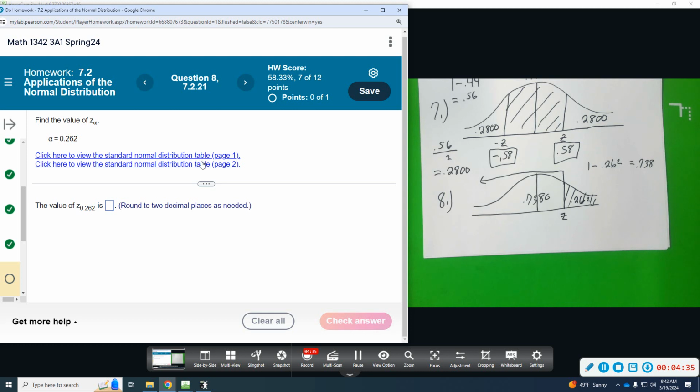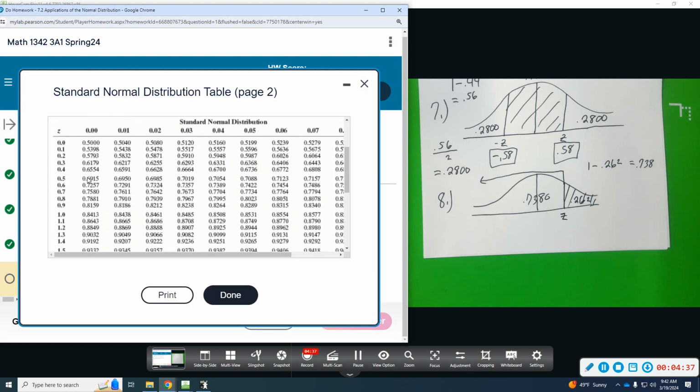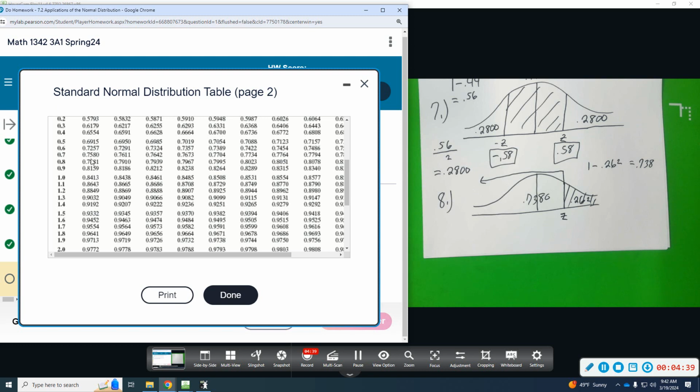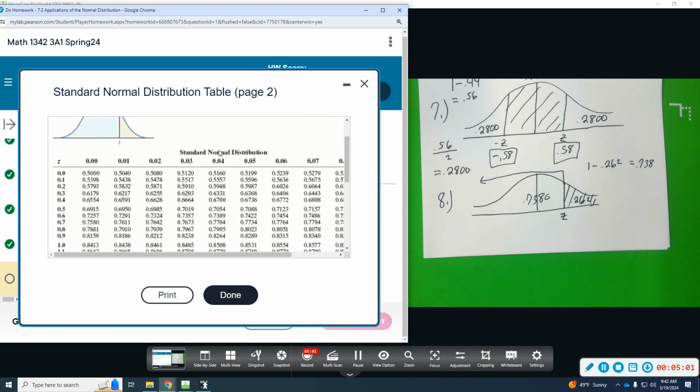So let me just show you that real quick. If I go to the table, I'm looking in the middle for 0.738. So 0.738, that's 9, and this is 0.735. This one is closer. So what is this number? 0.60123, 0.64. So 0.64 is the closest that I'm seeing.